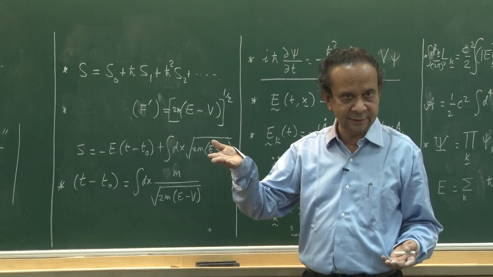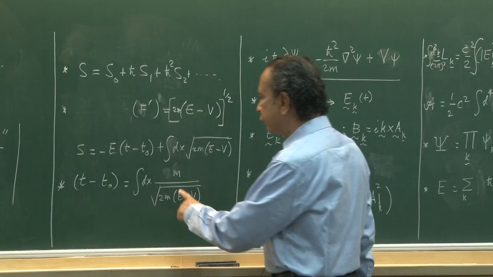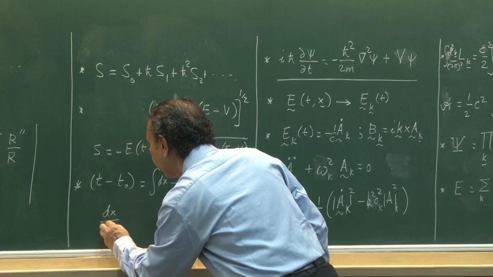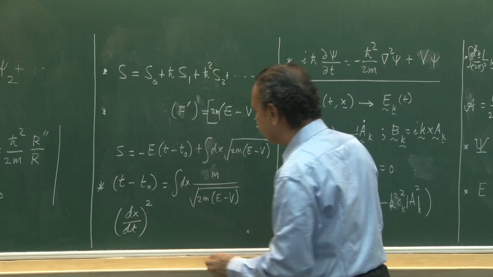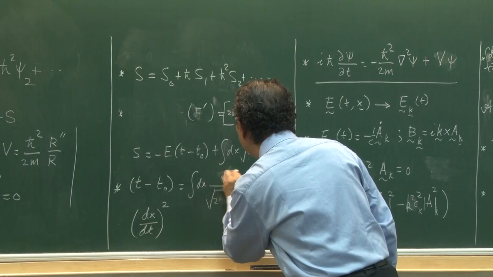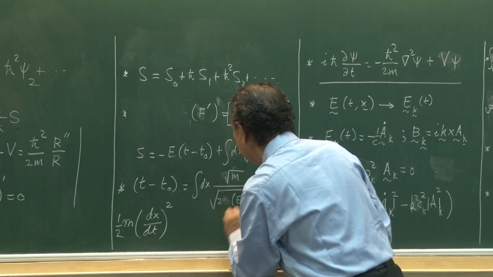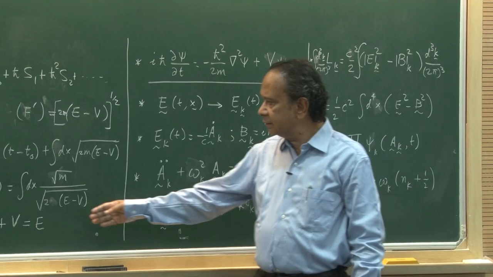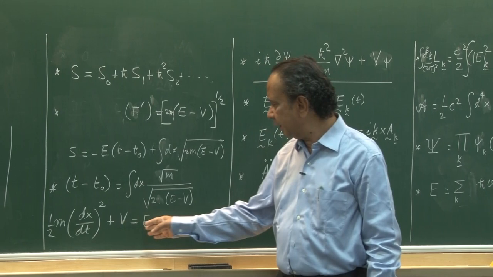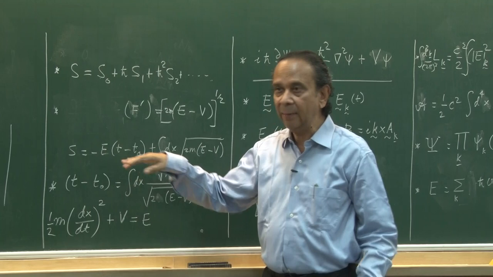But in order to see that this is correct, what you can do is to compute dx by dt. You do this by first taking dt by dx and then inverting and squaring. So dt by dx, you have inverted and squared, then you multiply by this m, because this is going to give you a square root of m. So you get m by 2 (dx by dt) squared plus V is equal to E. You just check my algebra, this should work out, assuming all the calculations are correct. But this you understand, it just tells you that the kinetic energy of the particle plus the potential energy of the particle is equal to the total energy. This is the parameter E which we introduced in this equation, and it happens to be the total energy. So we have reproduced the classical trajectory.